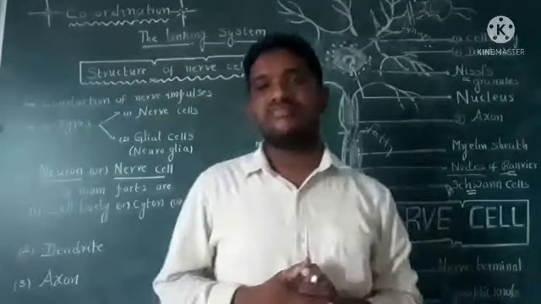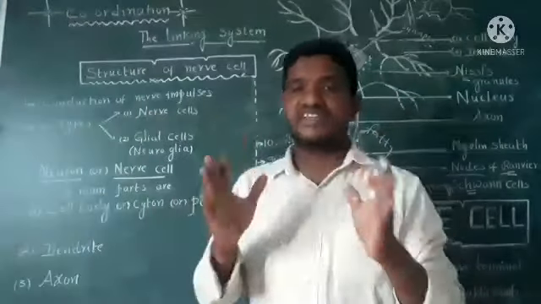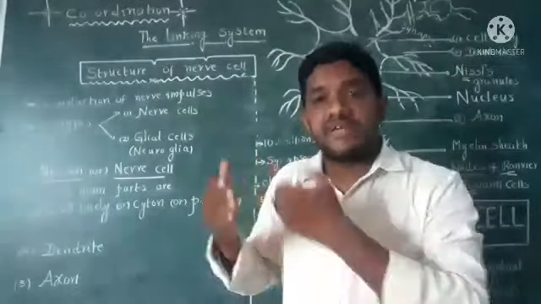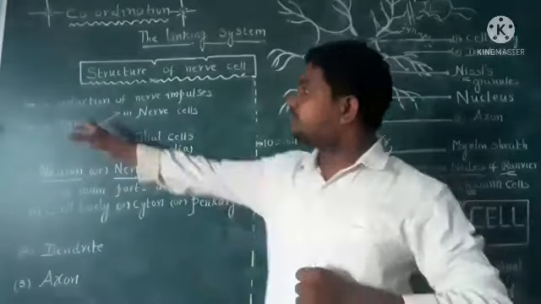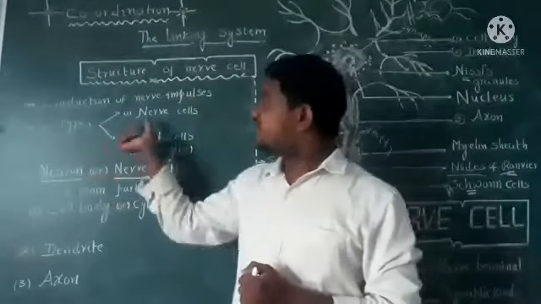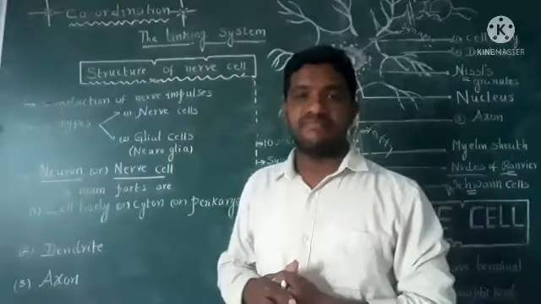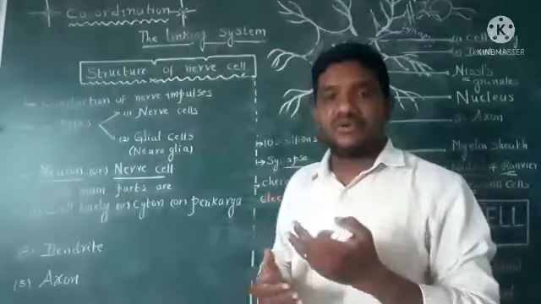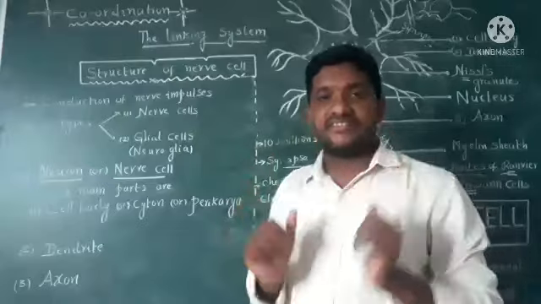Once again, the neuron or nerve cell is the structural and functional unit of the nervous system. It helps in transferring messages from one place to another within the body. It helps in conduction of nerve impulses. There are two types of cells: one is the nerve cell, another is glial cells or neuroglia. In this chapter, we have to learn about the structure of the nerve cell. There are three main parts in the nerve cell.